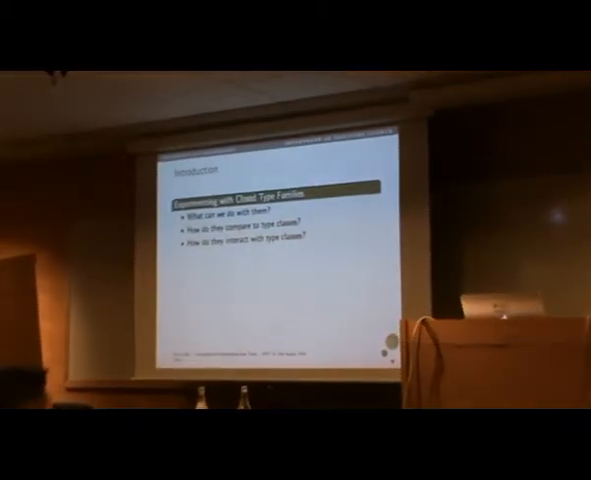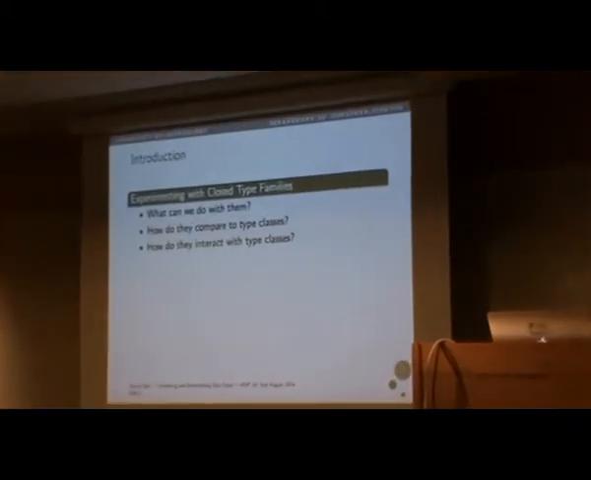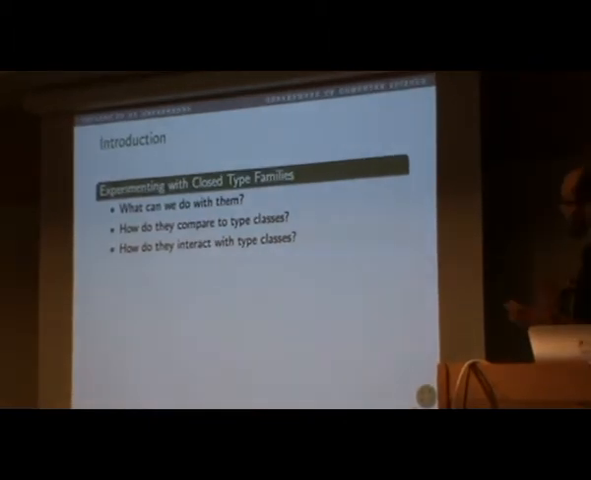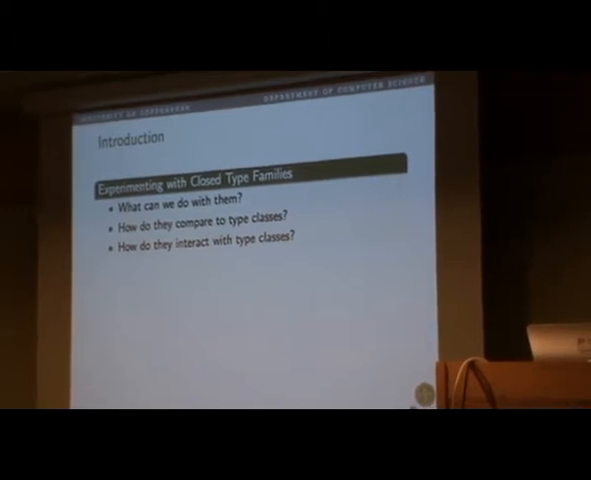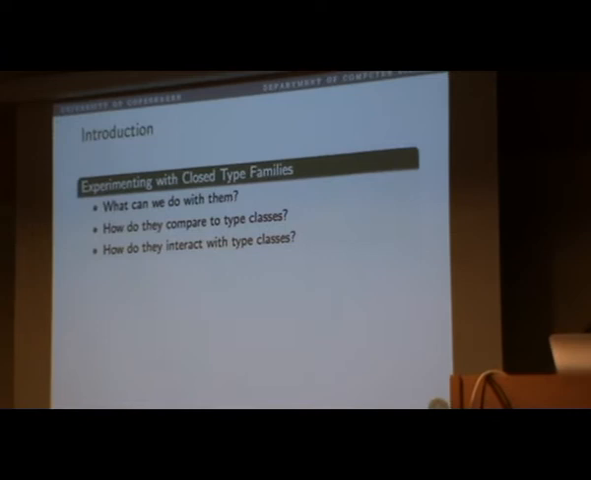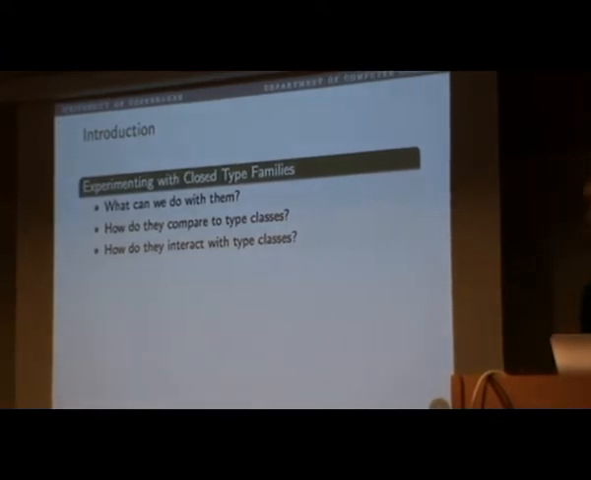Yeah, so the motivation for this work is basically the introduction of closed type families in Haskell, a recent implementation in GHC. I just wanted to see how they handle it. What can we do with them? How do they compare to what we would usually do with type classes in Haskell? How do they interact?